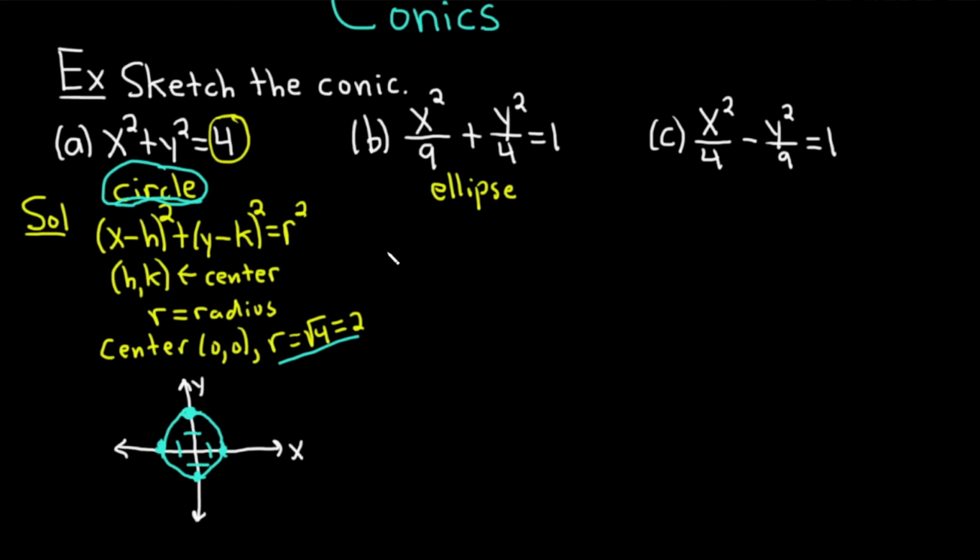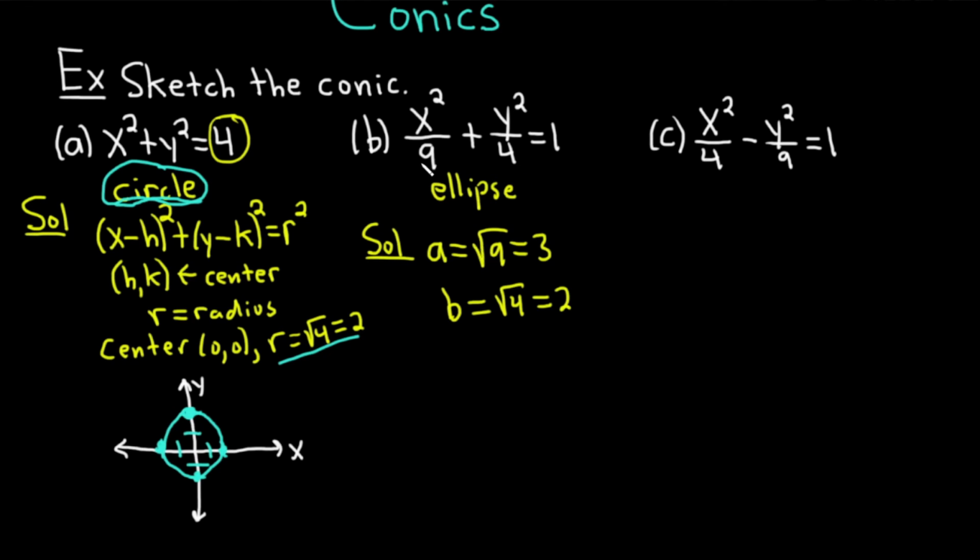Okay, let's do part B. So part B, we said was an ellipse. And again, you can tell because you have those numbers there, right? In the circle, you don't have any numbers under the x squared and y squared. So the key point in an ellipse is that a is always the square root of the bigger number. So a is the square root of 9 because it's the bigger number. That's the most important thing. And then b must be the square root of the other one. So a is the square root of the bigger number, always.